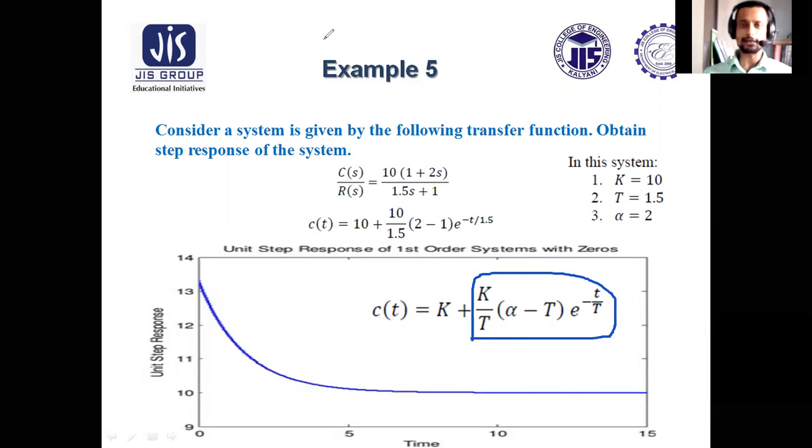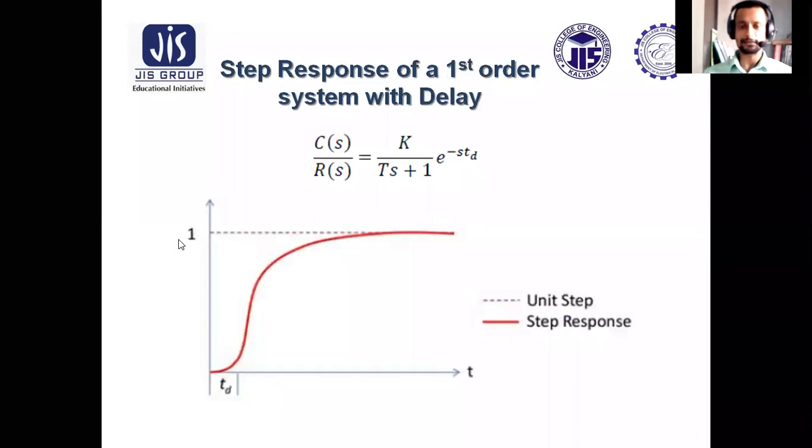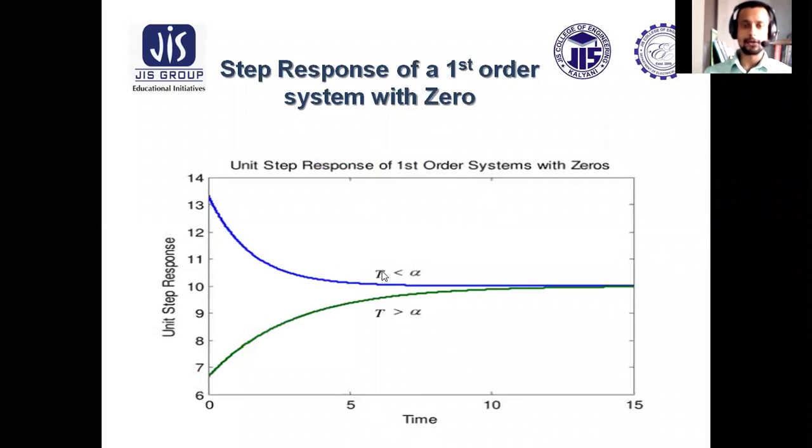If the time constant is greater than alpha, then it will be exponentially increasing. So this shows exponentially decaying when T is less than alpha. This shows exponentially increasing with T greater than alpha. In both cases, there are some offsets. How to measure these offsets, we already discussed.